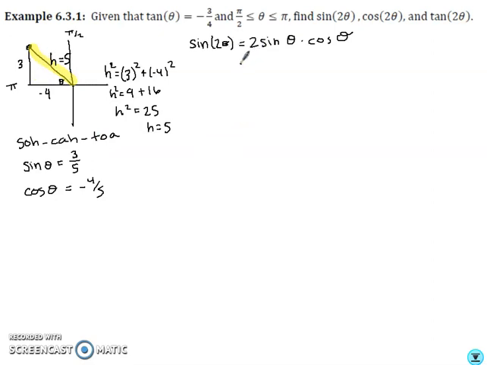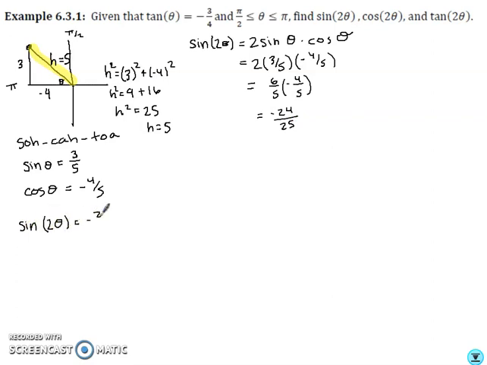So sine of 2 theta would be 2 times 3/5 times negative 4/5. So that is 2 times 3 is 6/5 multiplied by negative 4/5, or negative 24 over 25. So the sine of 2 theta is negative 24 over 25.